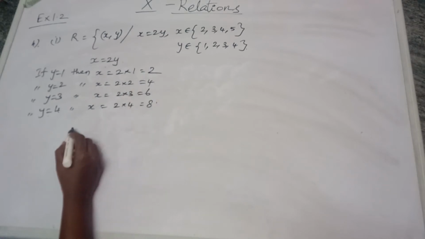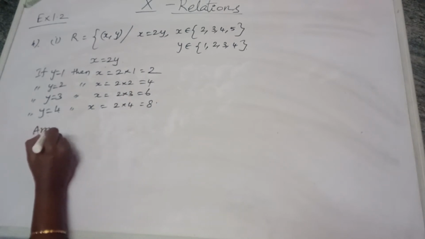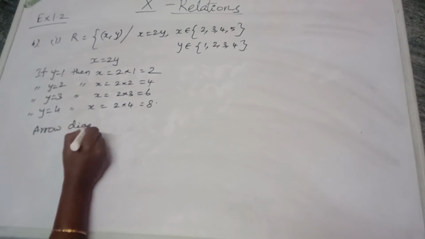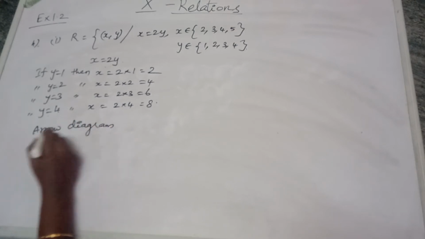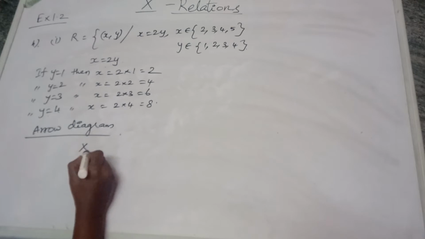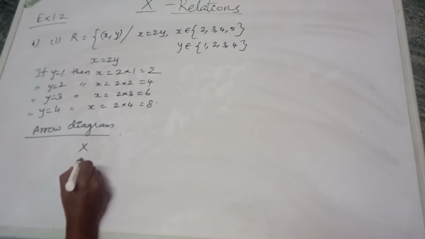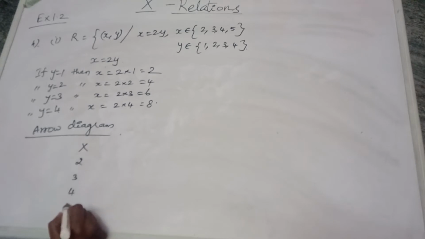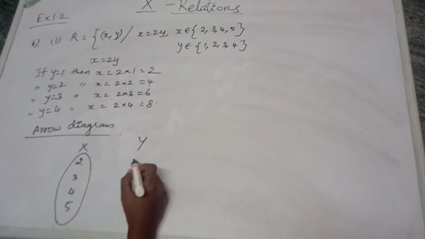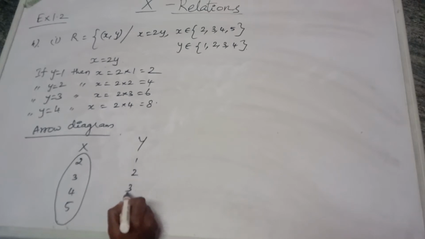Okay, so we can write the arrow diagram. First one, arrow diagram. How to draw this arrow diagram? See that x is the first set. The elements of the x set are 2, 3, 4, 5. Okay, then you have to draw a round like this. Then the second set is y. It is 1, 2, 3, 4.